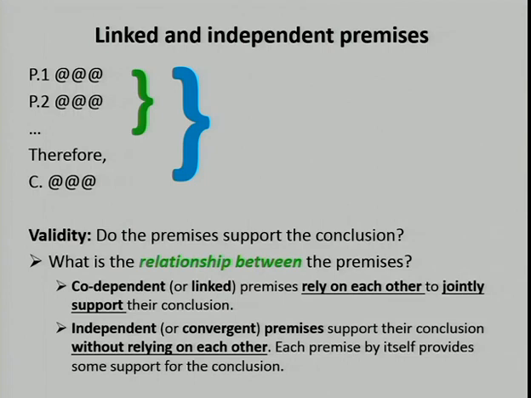Most arguments that we've been looking at so far have probably been like this, and you'll see some examples in a minute. Or, well, they can be independent or convergent, right? You can have several different lines of evidence that don't rely on each other, that aren't linked to each other, converging on the same conclusion. And in this case, each premise on its own will provide some measure of support for the conclusion. So we can have linked or independent premises. Those are the two main relationships that we'll be looking at here, right?